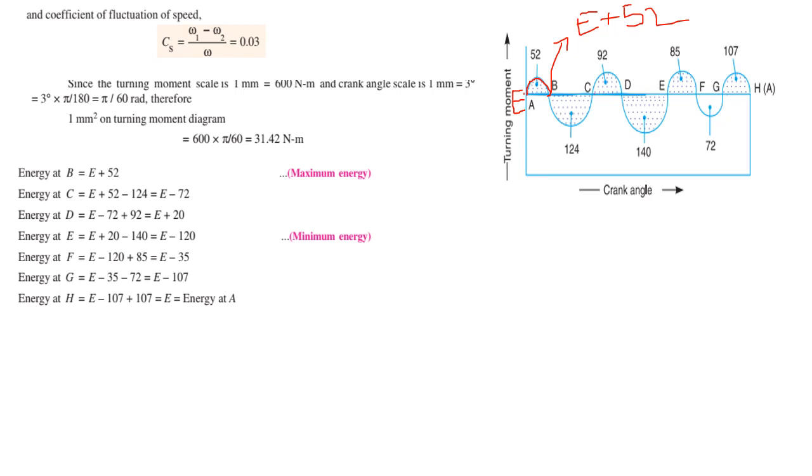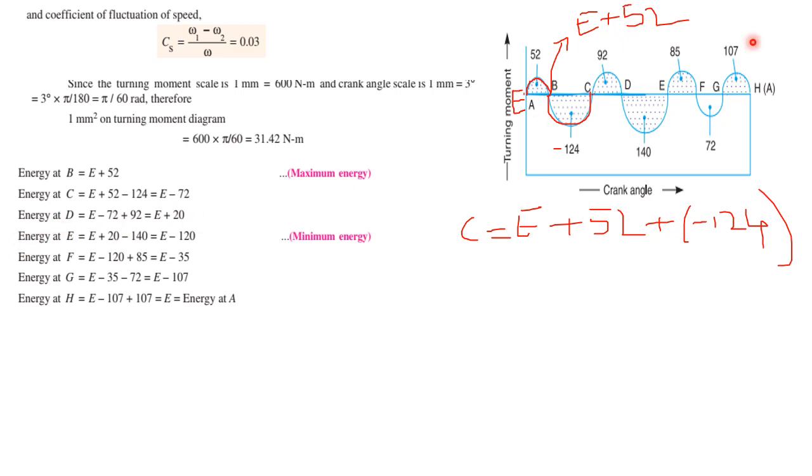And at point C, the energy will be the energy at point B plus the energy between these two points, but here the energy is on the minus side, so this value is minus 124. Energy at point B is E plus 52. If we add the energy between B and C, that is minus 124, to this, you get the energy at point C. Energy at point C is equal to E plus 52 minus 124, that is equal to E minus 72.